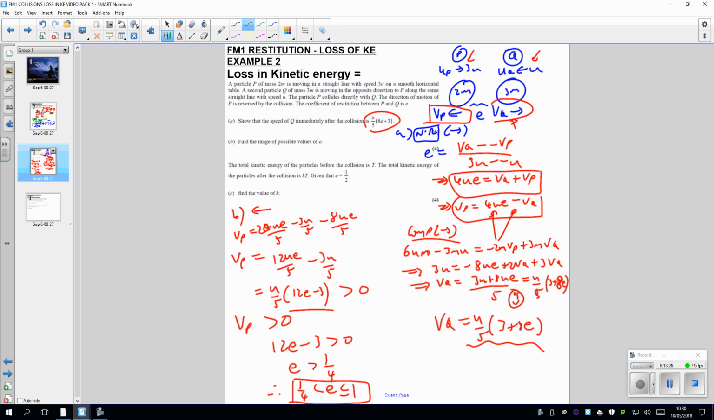So I assumed it was going right, and this will always be positive. So it is definitely going right. So it's going to have no effect on my inequality, because basically e can be any number between 0 and 1, and this will be fine. So the only inequality that must be satisfied then is this quarter one here. Okay, cool. Now we can move on.